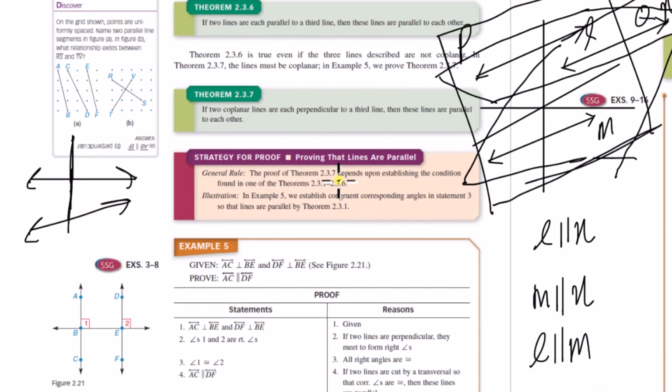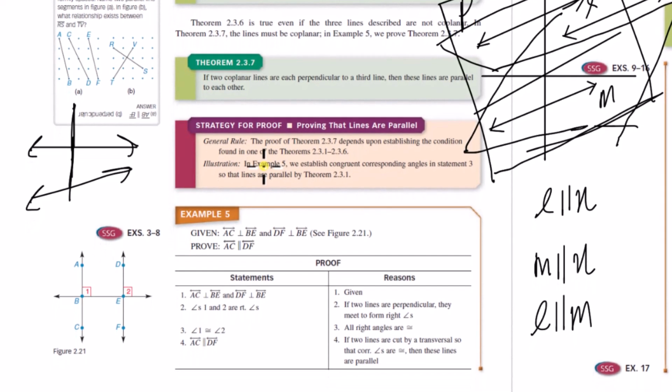Interesting. Okay. All right, so the proof of this theorem we just talked about depends upon establishing the condition found in one of the previous theorems that we learned in this section. In example 5, we established congruent corresponding angles in statement 3 so that lines are parallel by theorem 2.3.1. So, all right, let's take a look at this. Given AC is perpendicular to BE and DF is perpendicular to BE, then AC and DF must be parallel.